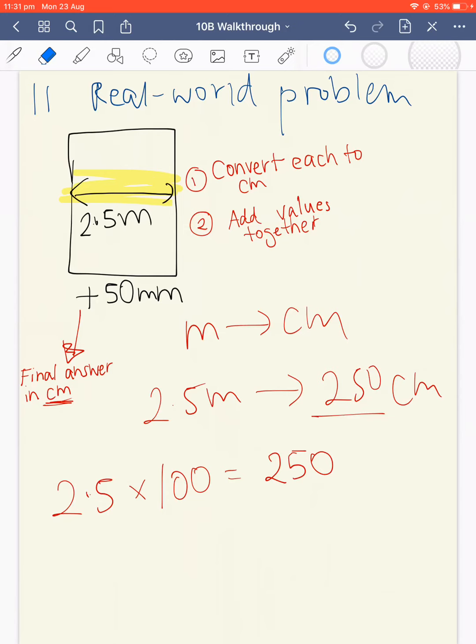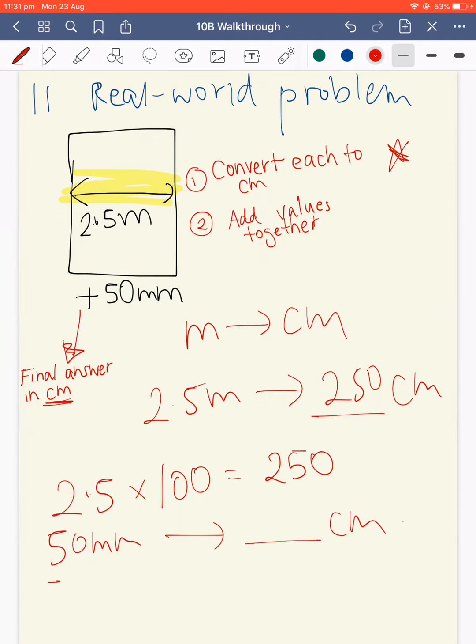So with those 250 centimeters, I've done one part of the conversion, but I now need to do my second part of the conversion, which is this one. So I've got my 50 millimeters, and I want to turn that into centimeters. So 50 divided by 10 gives me 5 centimeters.